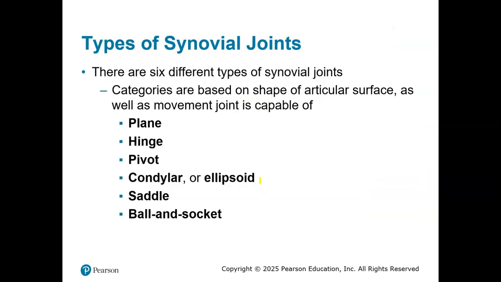All right, this is a table of the different movements. I'm not going to go over all of these different types of joints, but I will mention the hinge and then the ball and socket. Because your ball and socket joints are the shoulder and the hip joint, and then your hinge joints are the knee and the elbow.